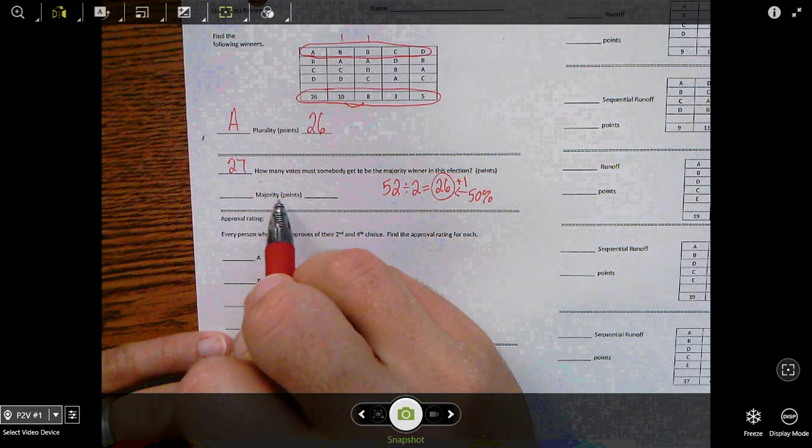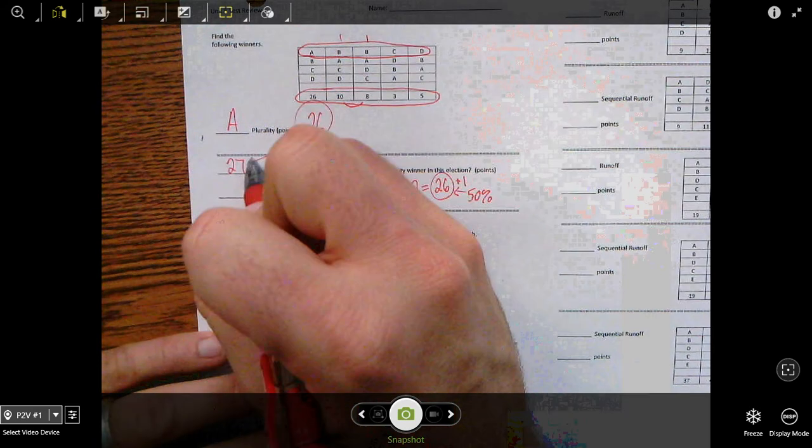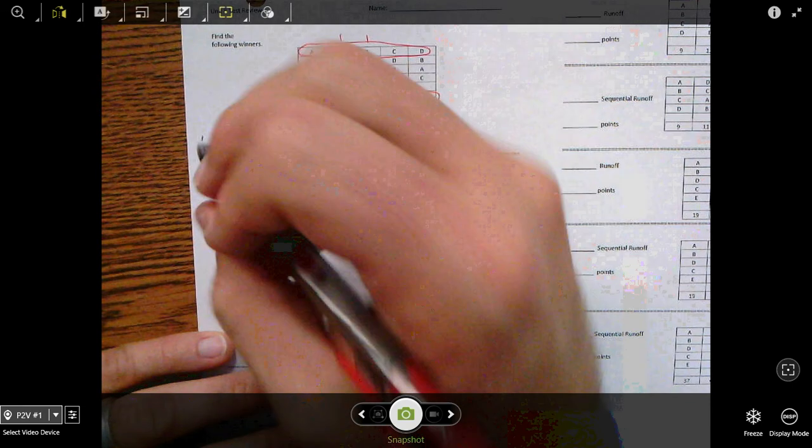Is there a majority winner? Well, my plurality winner was 26. Majority would have to be 27 or more. So in this case, the answer is no.